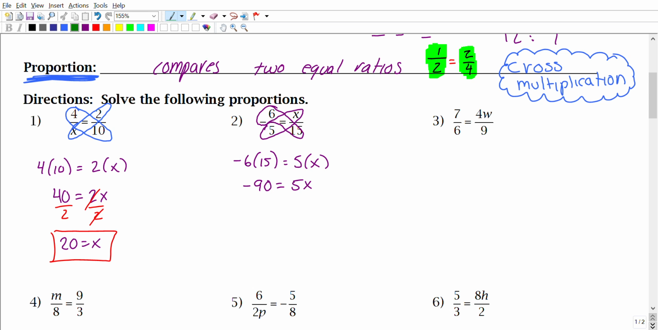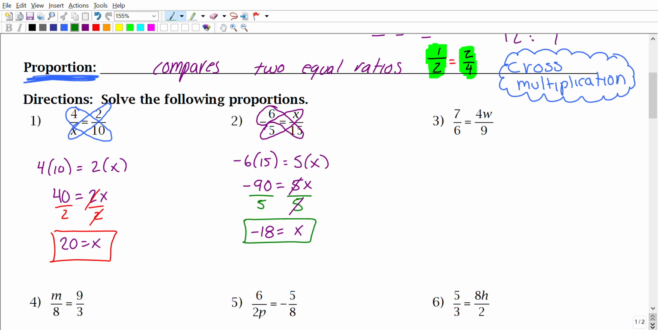All right, next one. Or I'm sorry, not the next one. We just have to finish this off. We have to divide by 5. What do we get? We get x equals negative 90 divided by 5, which is just a negative 18. So we have our answer. X equals negative 18.